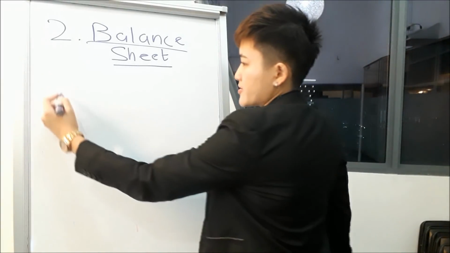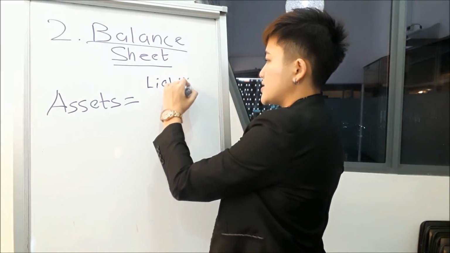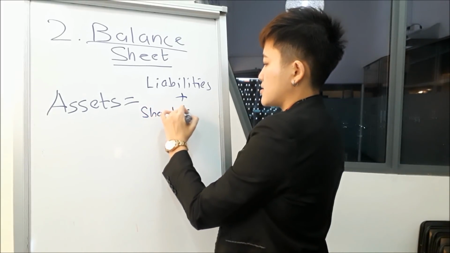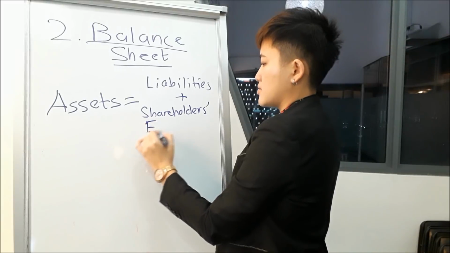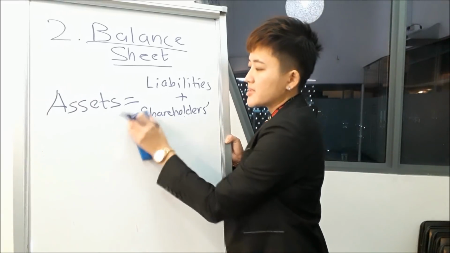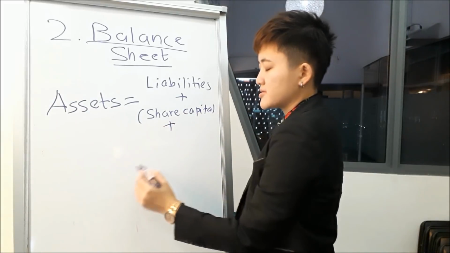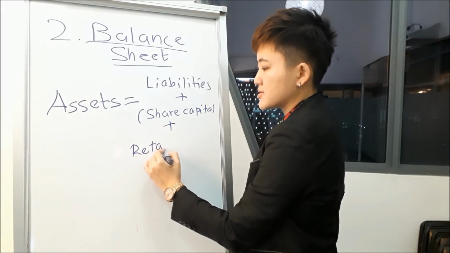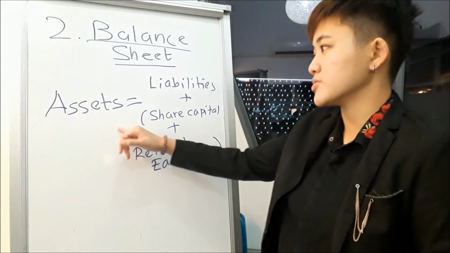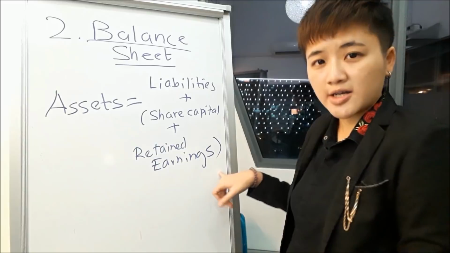So you need to understand this formula, okay? Assets is equal to liabilities plus shareholders' equity. And then shareholders' equity, how is it calculated? Shareholders' equity is actually share capital plus retained earnings. Or some people use the short form, RE. So assets is actually equal to liabilities plus share capital plus RE, retained earnings.